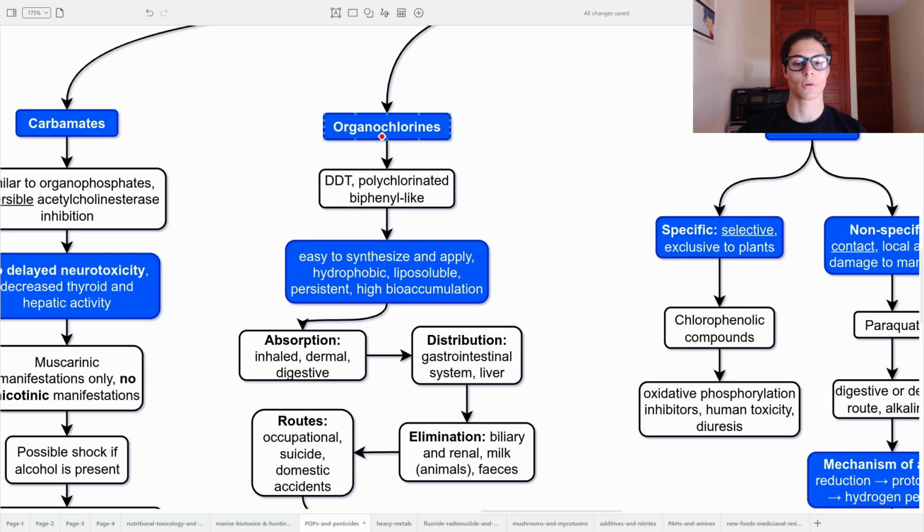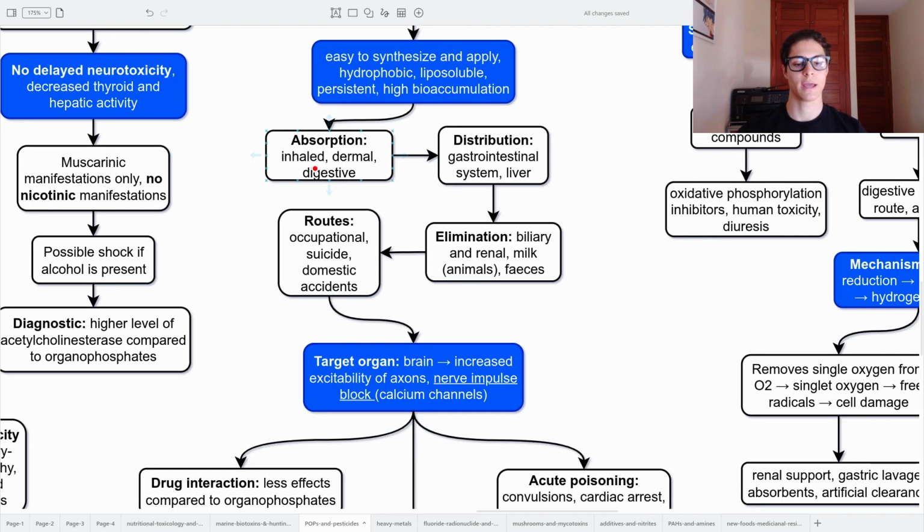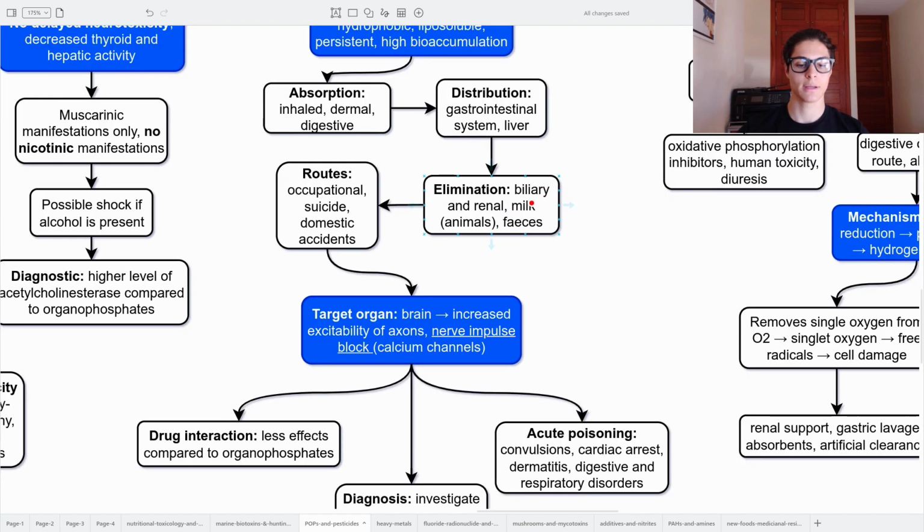Then we also have the organochlorines, which is the famous DDT, and the polychlorinated biphenyl-like substances. These are easy to synthesize and apply. They are hydrophobic, liposoluble, persistent, and very high bioaccumulation. The absorption is inhaled, dermal, or digestive. Distribution, gastrointestinal system and liver mainly. Elimination, biliary and renal, but also milk, and this counts as well the animal milks, and feces. The routes: occupational, due to suicide, and domestic accidents.